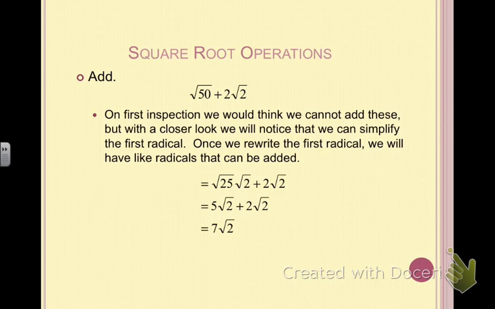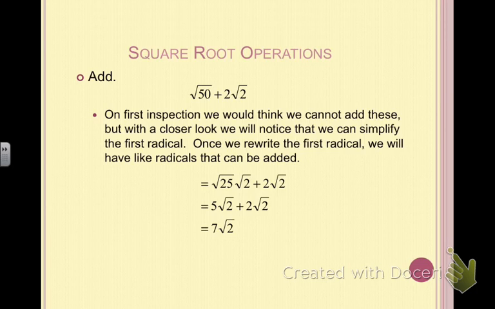Take a look at the square root of 50 and 2 square roots of 2. At first glance, it may seem as though we can't add these because they do not have the same radicand. However, we have to make sure these radicals are simplified first. The square root of 50 is not simplified because it has a perfect square factor of 25.